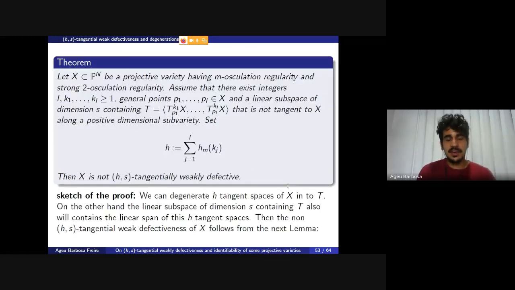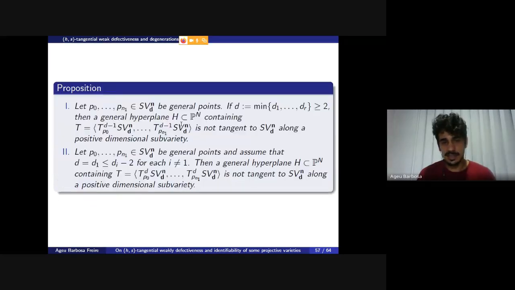To apply this theorem to the Segre variety, we note that our assumption is just that our variety has osculating regularity and strong 2 osculating regularity, and we are considering a linear subspace, which in the case of the Segre variety will be a hyperplane, containing the linear span of some osculating spaces, if this linear space is not tangent to X along a positive dimensional subvariety. In our case, we have exactly something like this, but our linear spaces are hyperplanes.